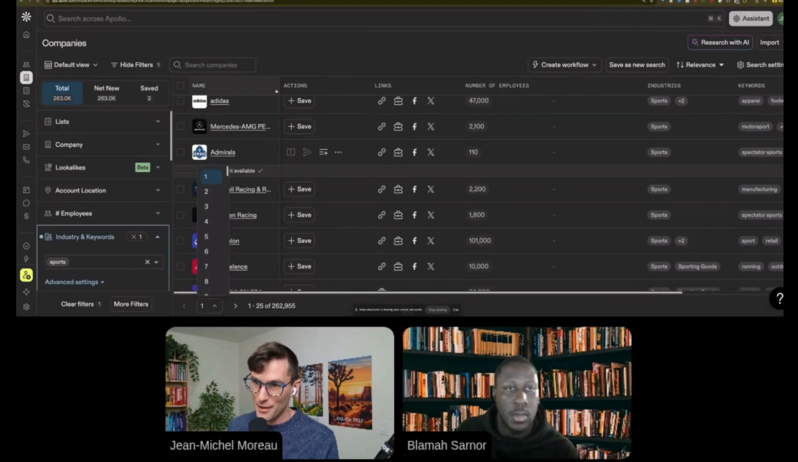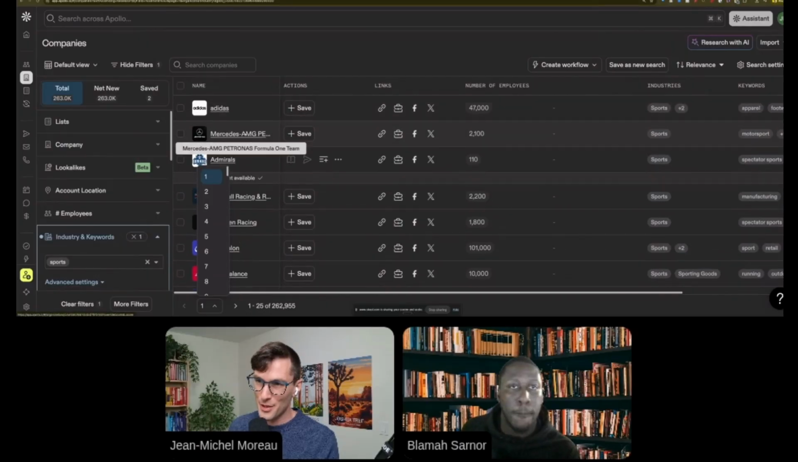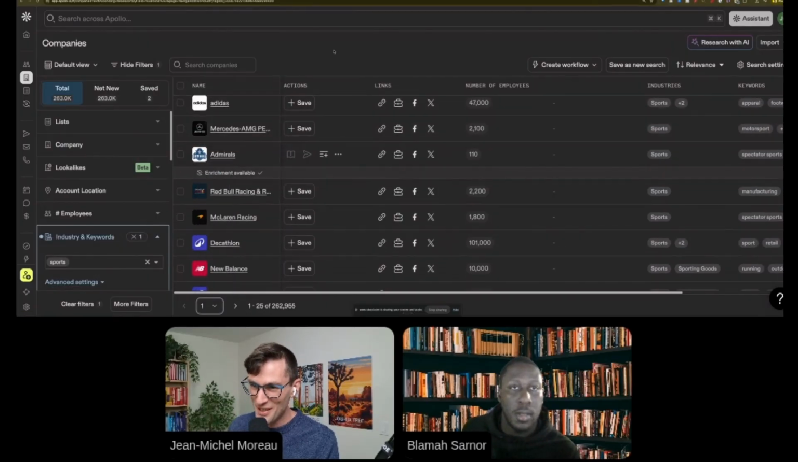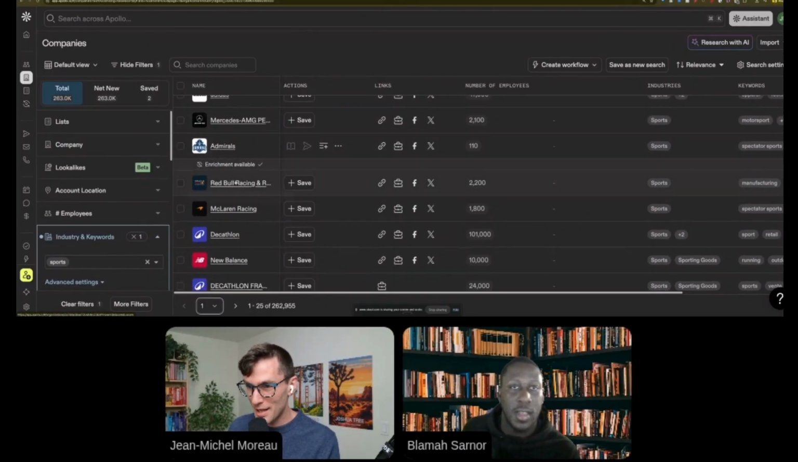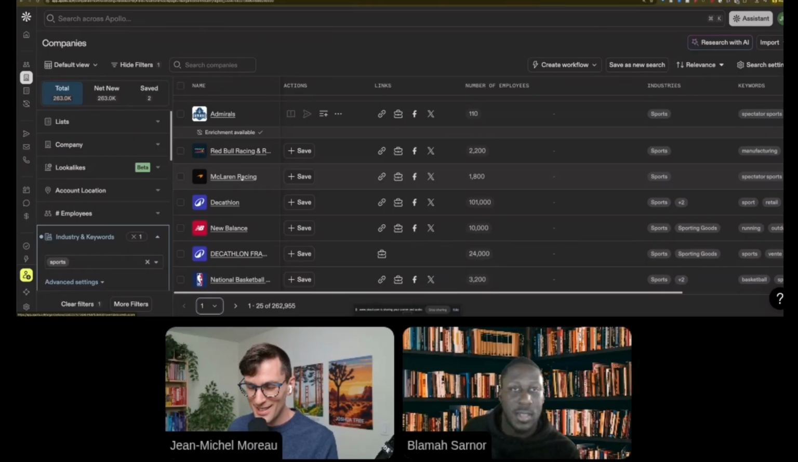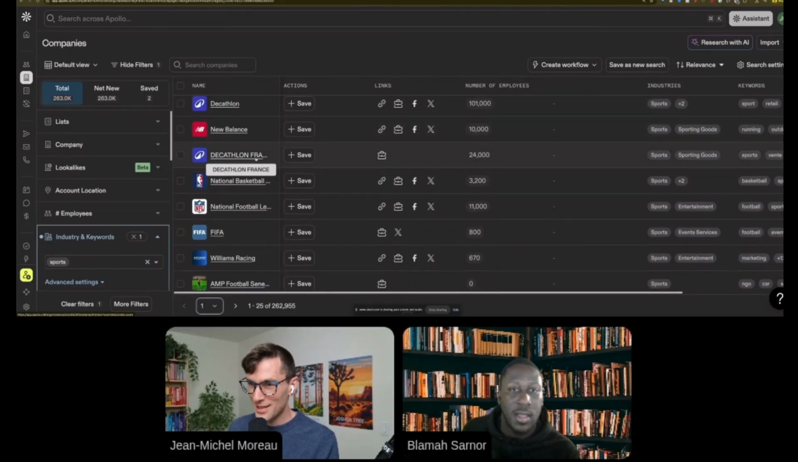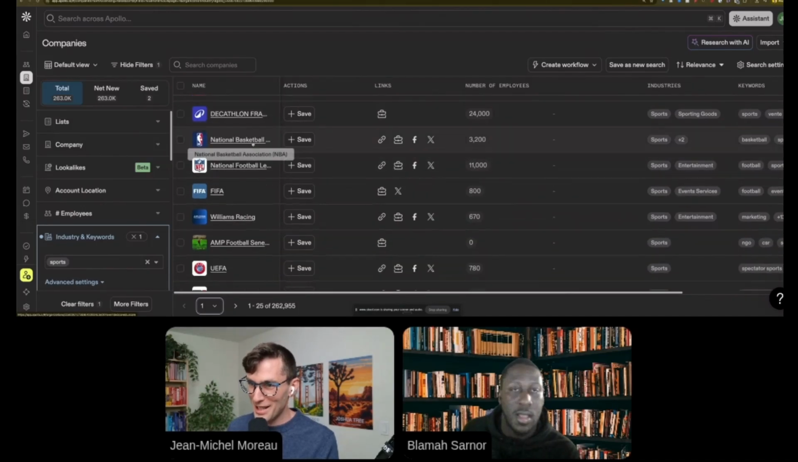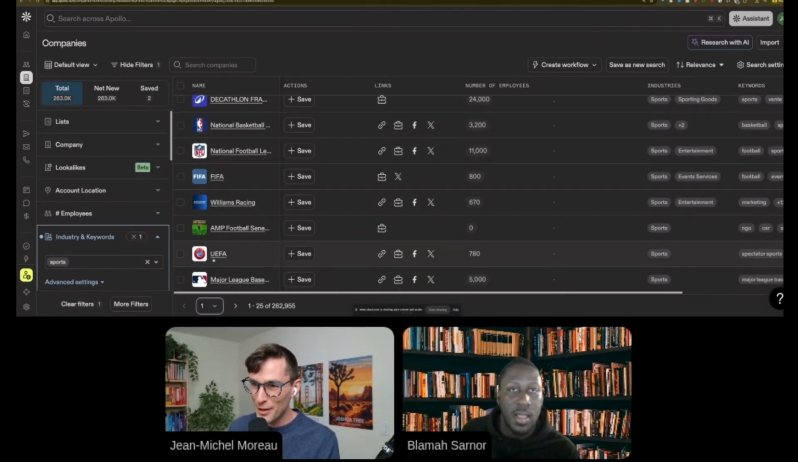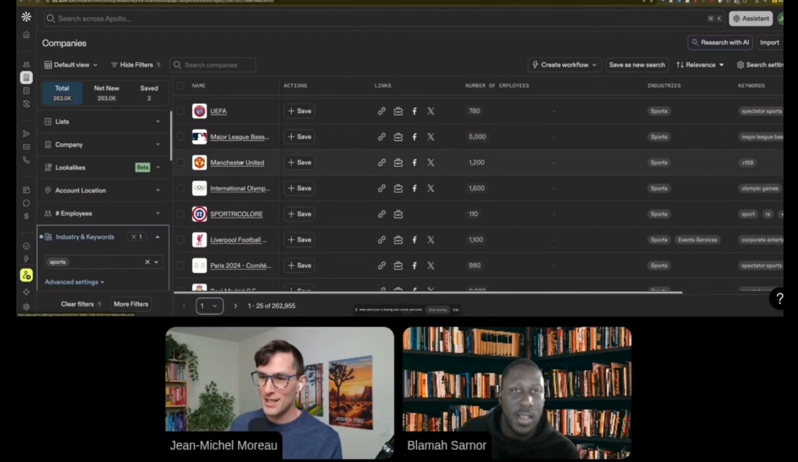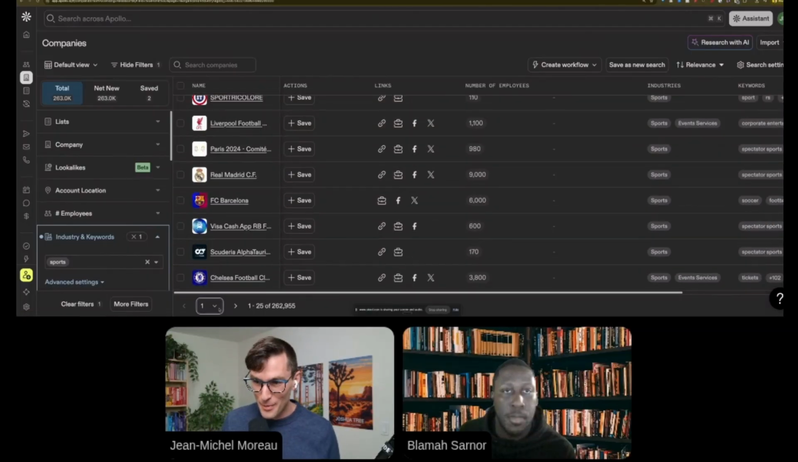So Adidas, okay, they're a sports product company. Mercedes, you guys are joking. Yeah. The Admirals, yes. Red Bull Racing, yep. McLaren Racing, is that cars or sports? I don't know. Decathlon is like the Walmart of Europe for sports equipment. Decathlon France, yeah, I've been into Decathlon France. National Basketball, FIFA, UEFA. Okay, so Manchester. It looks like these are mostly right.